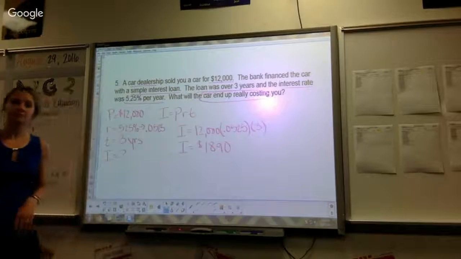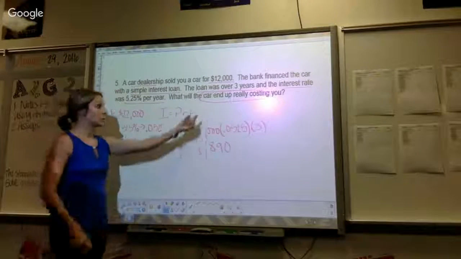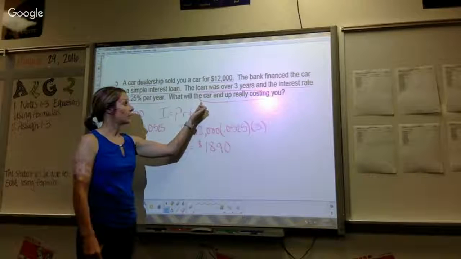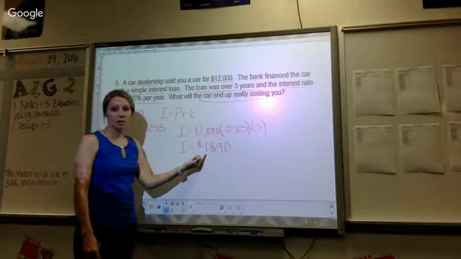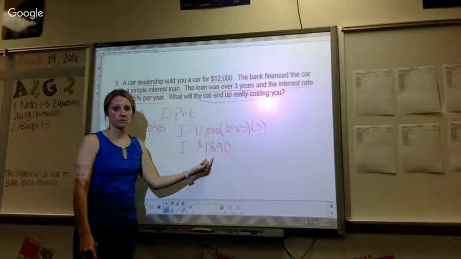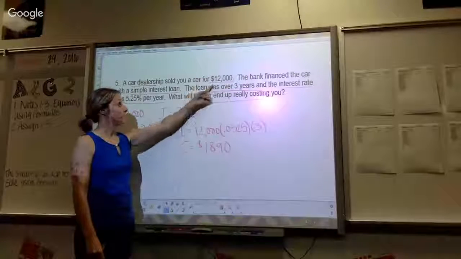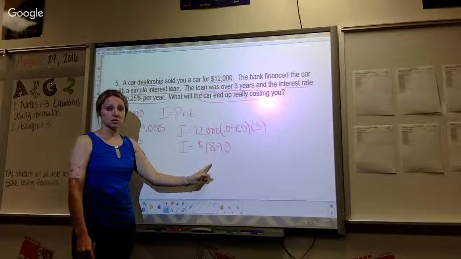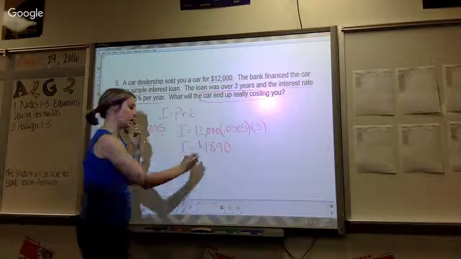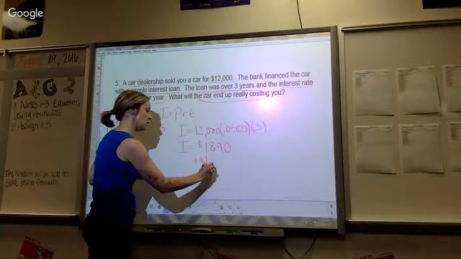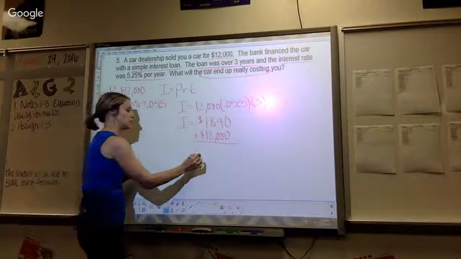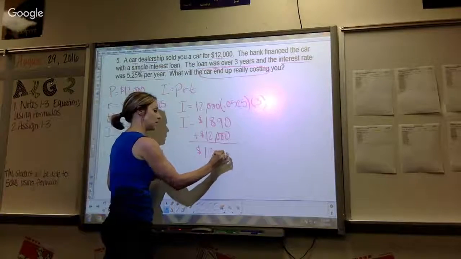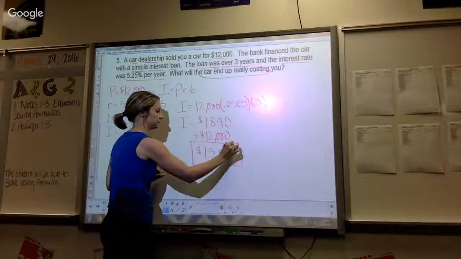$1,890. Now, if you look back at what we circled, what we were trying to find, we're wanting to know how much the car is going to really end up costing. Okay, we're not going to pay $1,890 for a car. We started out with the price being $12,000. This is how much interest we're being charged over 3 years. So we would need to add this back to the original cost of the car to get the total amount that you're going to have to pay, which would be $13,890.